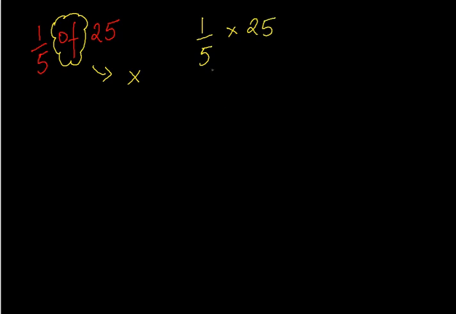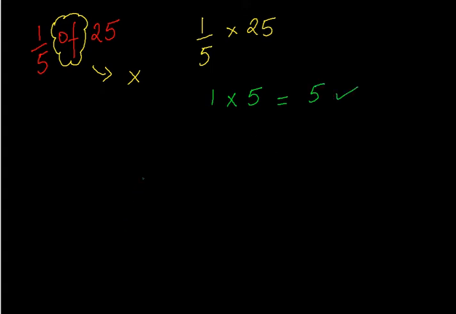The easiest way to do that is by looking at the denominator, the bottom number, which is the 5, and ask yourself how many times that number goes into the whole number. So how many times does 5 go into 25? We know for a fact 5 goes into 25 5 times. So we can rewrite the whole fraction as 1 times 5, because 5 goes into 25 5 times, and the top number stays the same. Now 1 times 5 is equal to 5, and that's the answer.